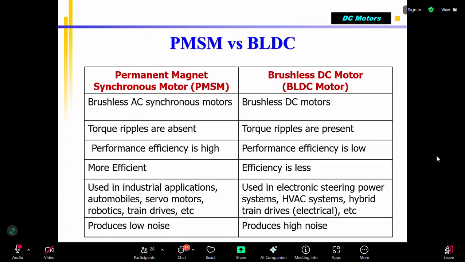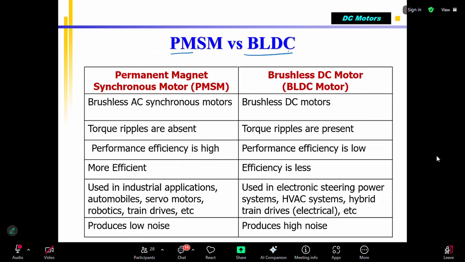Okay, already we saw that there are two types of motor. When we talk about synchronous motor, one is called permanent magnet synchronous motor, the other one is BLDC motor. Please note that in both cases, the rotor is a permanent magnet. Correct? So synchronous motor also we saw this one. Only the difference between them is what is listed.